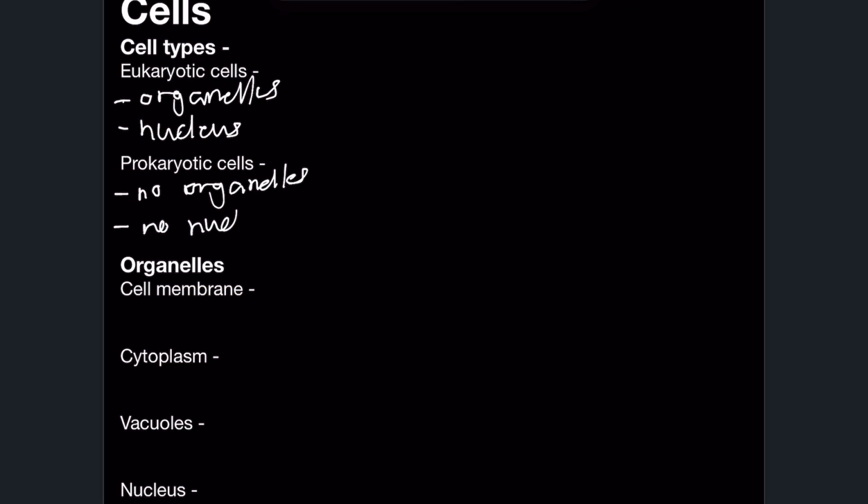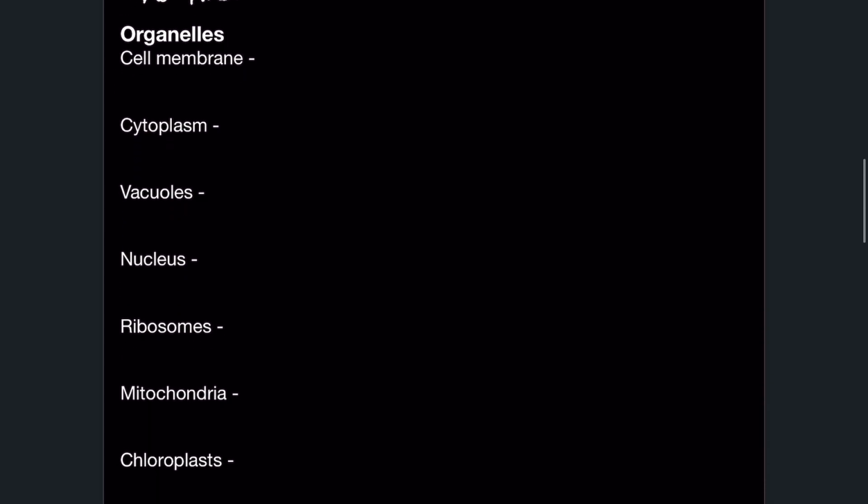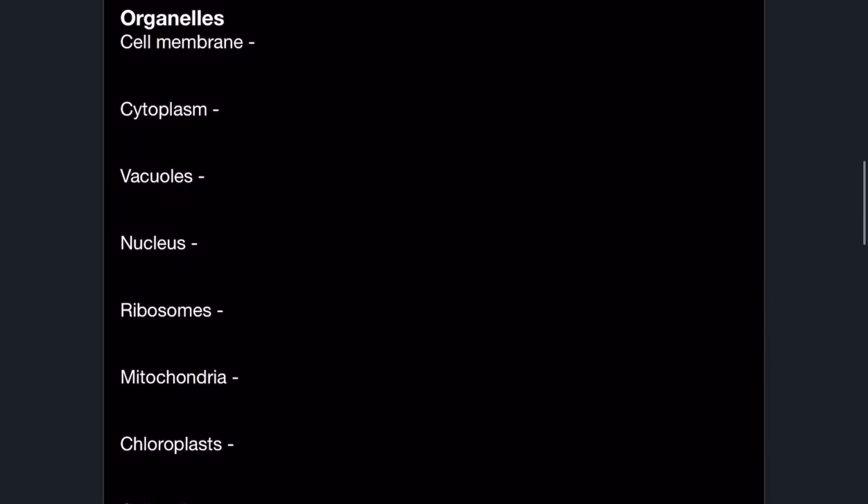So that's how to differentiate between the two. And now looking at eukaryotic cells, there are specific organelles that we want to know. So the first is the cell membrane, which controls what enters and exits the cell.